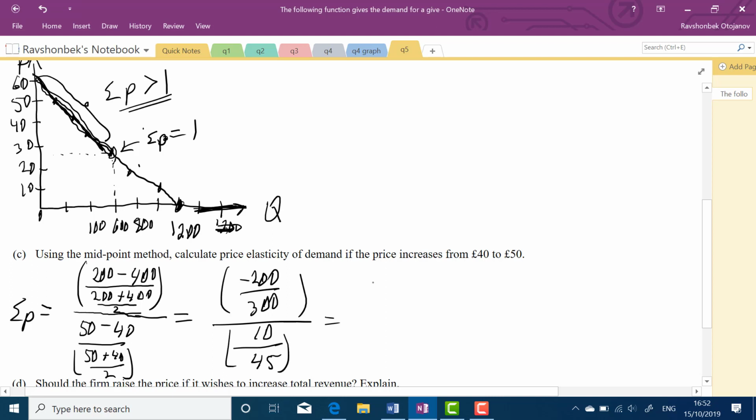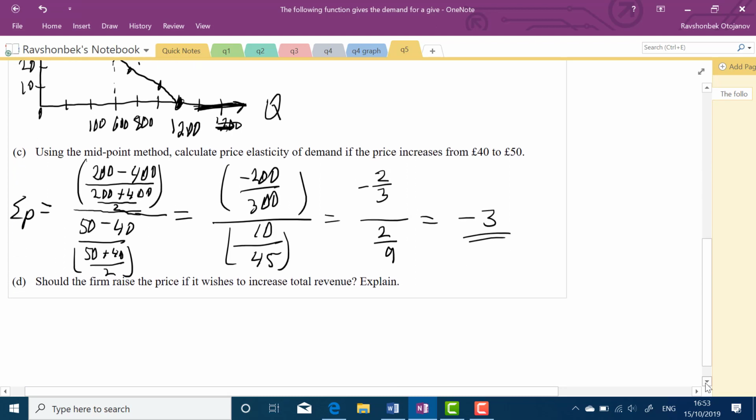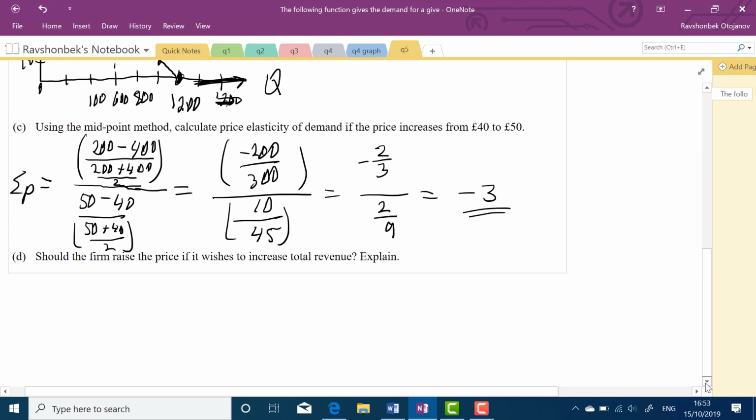So the final answer is? Minus 3. Is it minus 3? Yes. That's the answer. You get 4 points for this answer as well if it was an exam. It's highly elastic, yeah? A 1% increase in price leads to a 3% decrease in quantity demanded.